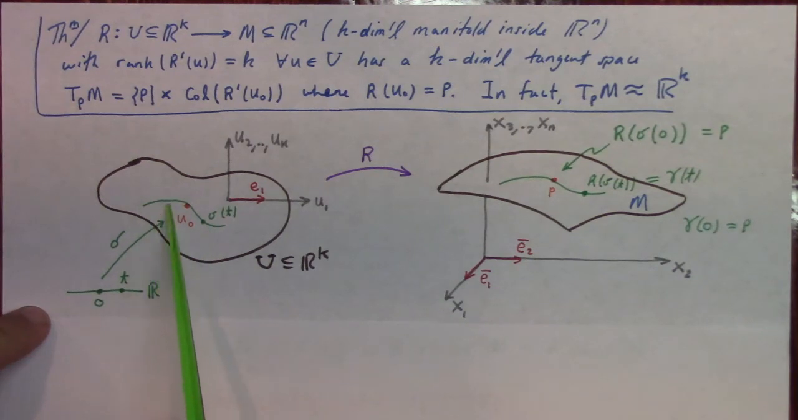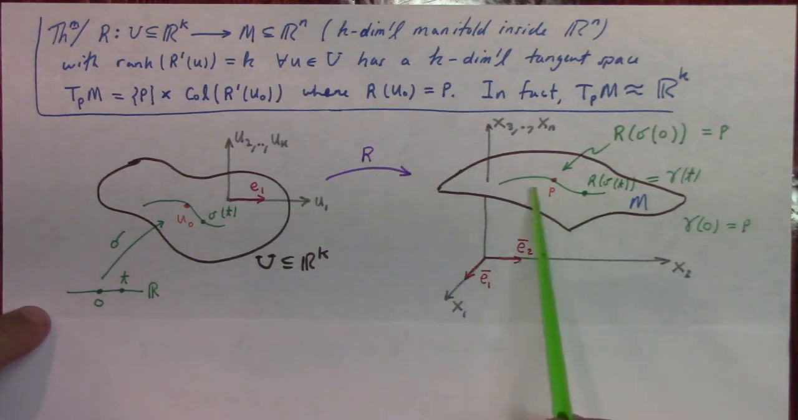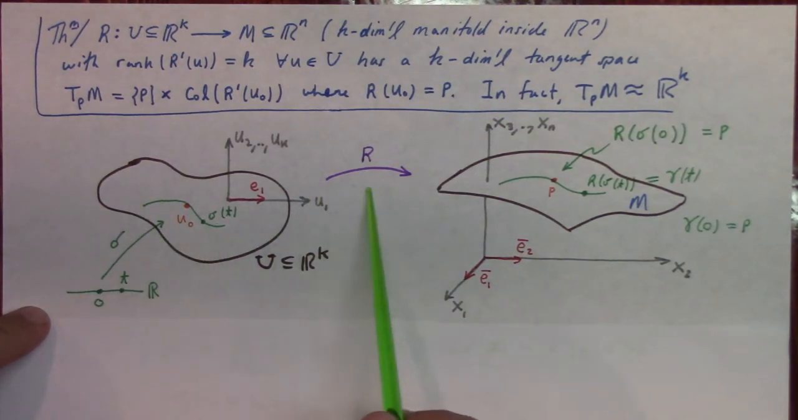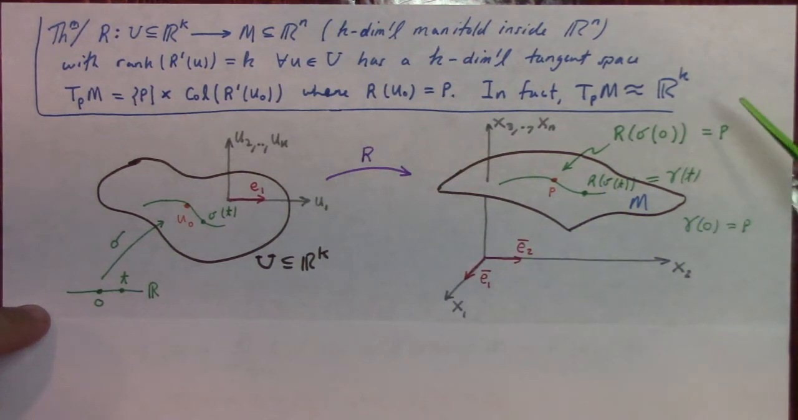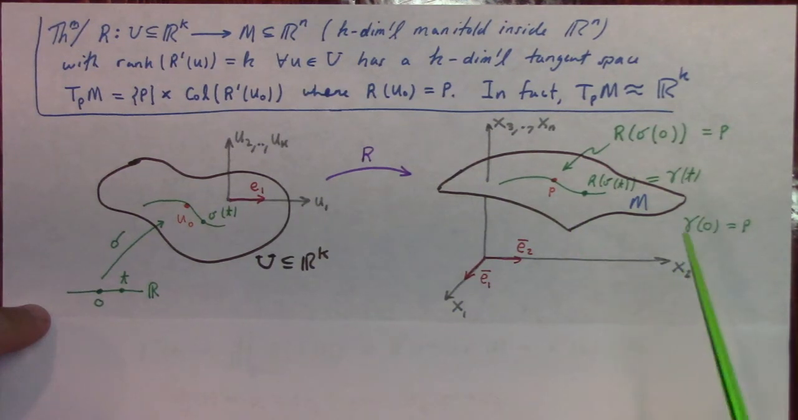I take a curve here, or path really, from R to up here, sigma of t, and I take that, I feed it to R, and that gives me a path up here. Basically, sigma takes the real line and pastes it in U, and then R takes this curve and pastes it over here. So it's all cutting and pasting. But anyway, I'm assuming that sigma of 0 is u0, and I'm assuming that R of u0 is p, just that's the setup. So R of sigma of 0 is p.